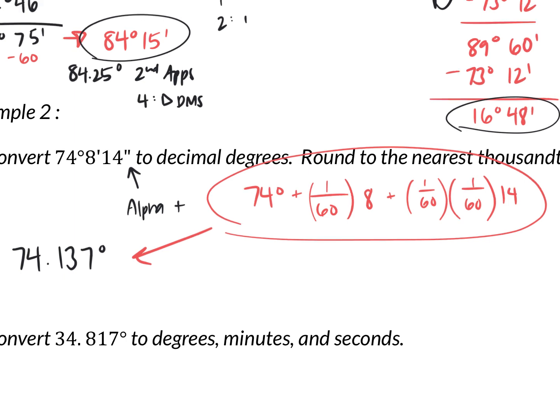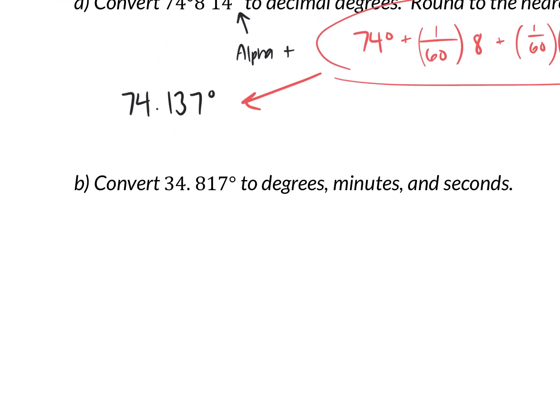All right. And then we're going to go backwards. We're going to convert 34.817 to degrees, minutes, and seconds. So on your calculator, go ahead and type in 34.817. And then you'll type second apps. And you're going to go to option DMS. And it will give you your answer as 34 degrees, 49 minutes, and 1.2 seconds.